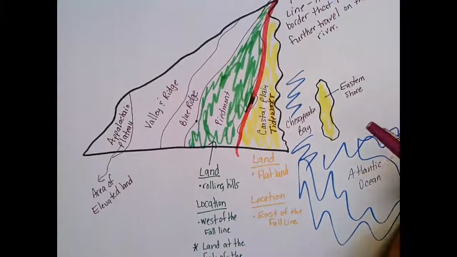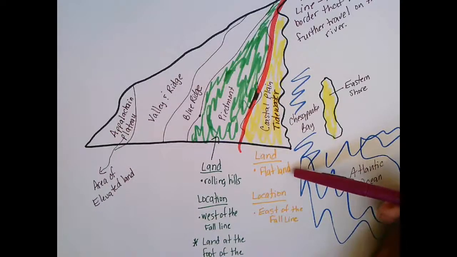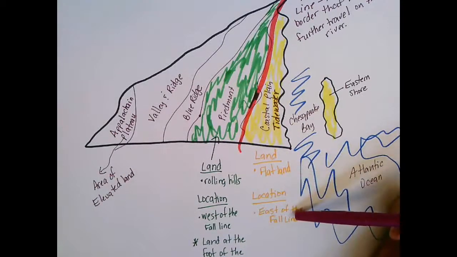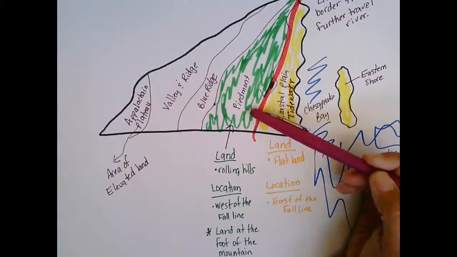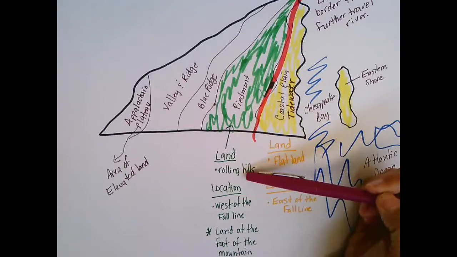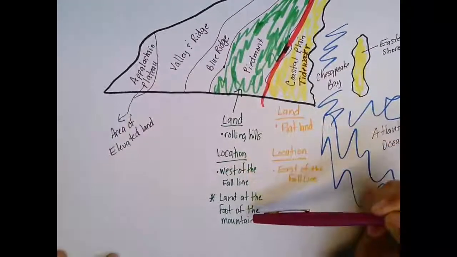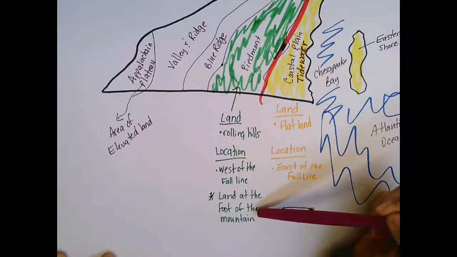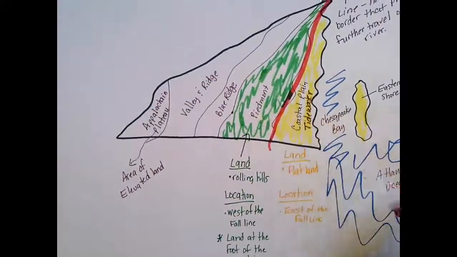So if you remember yesterday, we discussed that the coastal plain, we colored yellow for the sand. And the coastal plain region has flat land, and it is east of the fall line. Piedmont region, we colored green because of the green rolling hills. It is west of the fall line, and we need to remember that people refer to the Piedmont as land at the foot of the mountain, and we actually live in the Piedmont region.